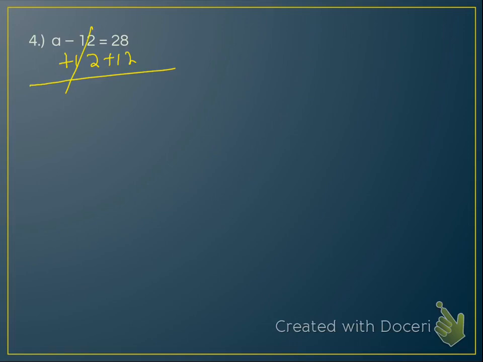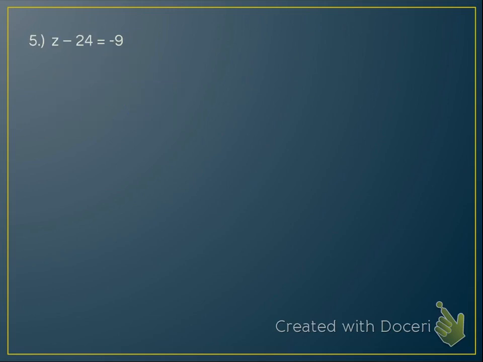And that subtracting 12, a negative 12 and a positive 12 gives me 0. So that leaves me with just a on the left side. And then here I have 28 plus 12, which is 40. So in this case, a is equal to 40.